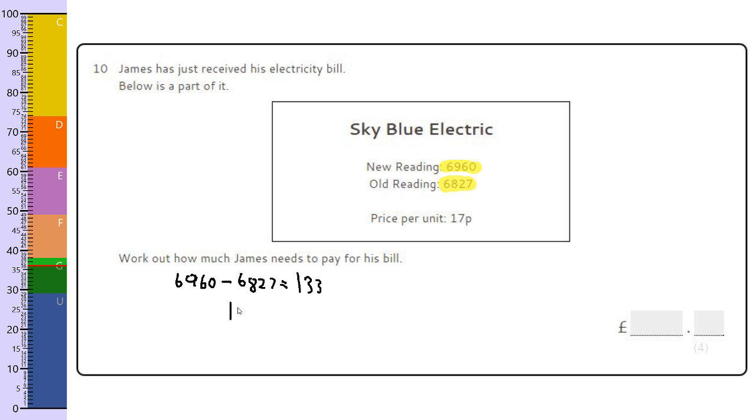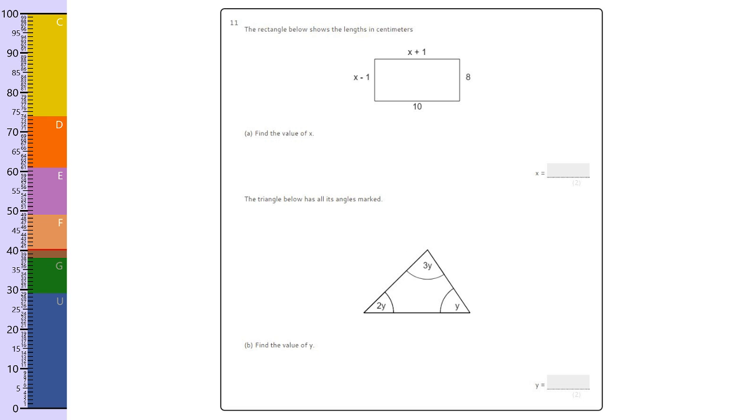So the next step is 133 times 17. So let's times that by 17. And I get 2,261 pence. Question doesn't want it in pence, it wants it in pounds. So I divide that by 100. I could do it on the calculator, divide by 100. Okay. And I get £22.61. And that's our answer. Okay, let's move on to question 11. If you'd like to pause the video now and have a go.